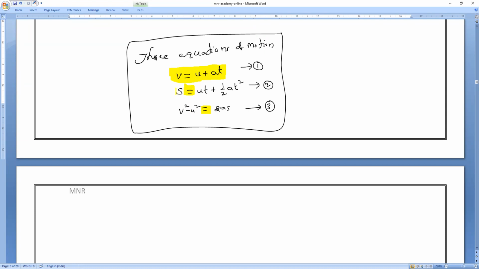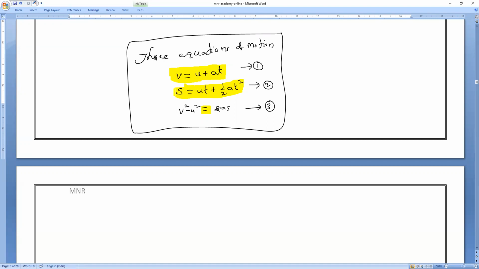V equals U plus AT. V equals U plus AT. Yes. Okay. Second equation, read.